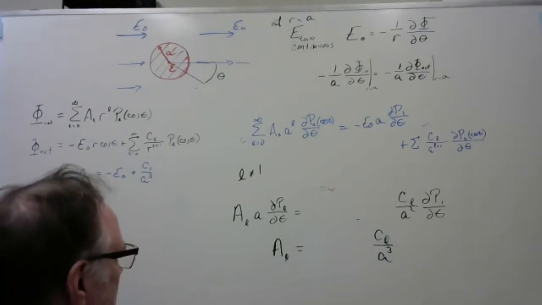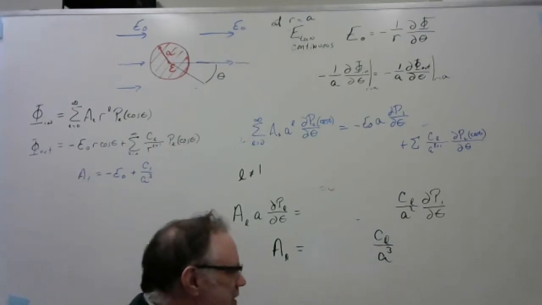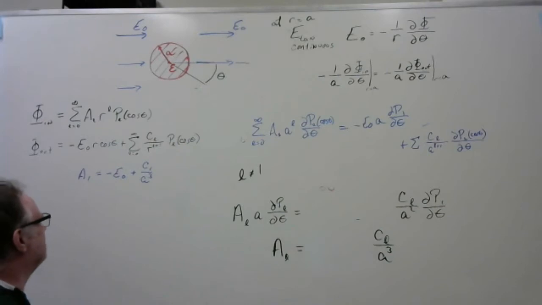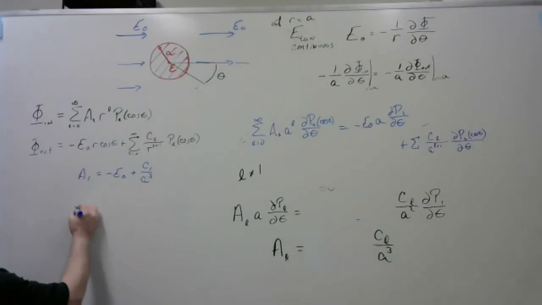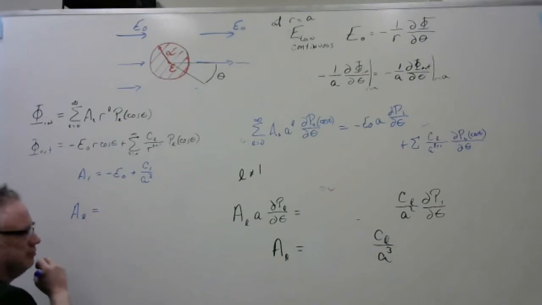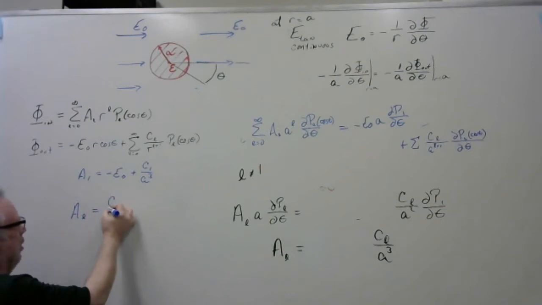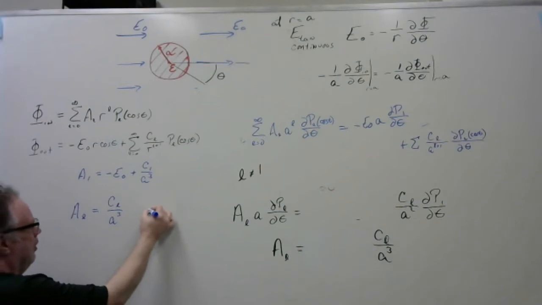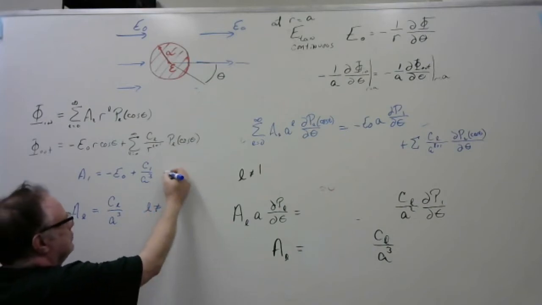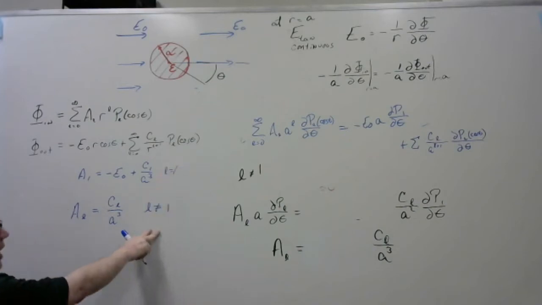So for L not equal to 1, you just have this. It looks the same except there's no E naught. So A L equals CL over A cubed for all L not equal to 1. For L equals 1, we have that, and for L not equal to 1, we have this.